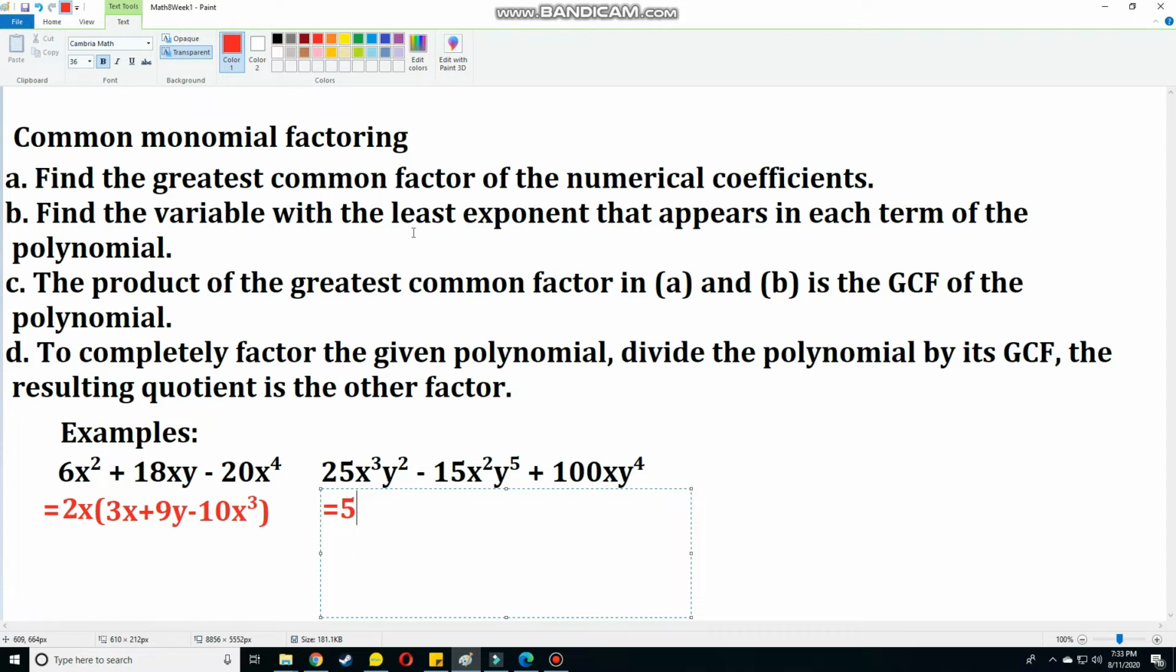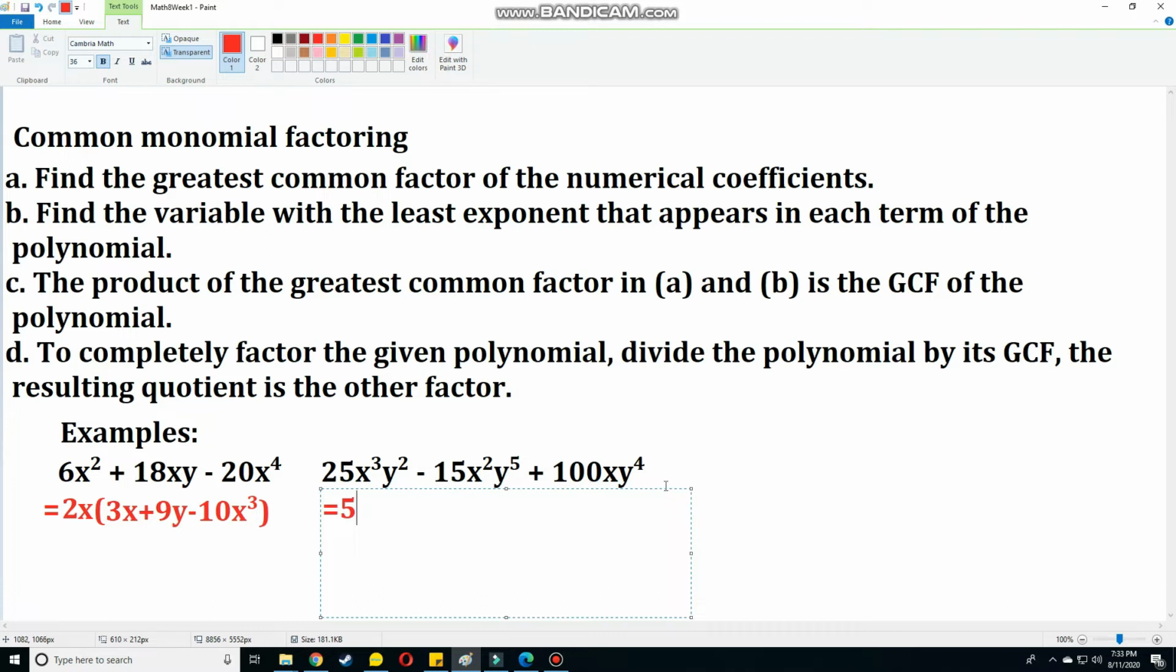Find the variable with the least exponent that appears in each term of the polynomial. So, let's focus on the variables. We have x, we have y, in each term. So on all of the terms, it appears that we have the variables x and y.